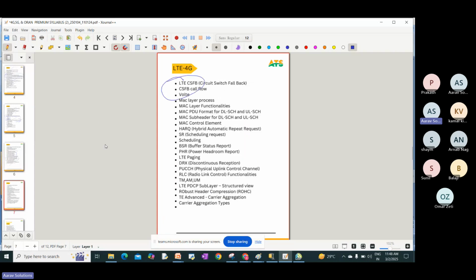Then we have other call flows like CSFB, and what is VoLTE. Then layer wise we have the MAC layer. In the MAC layer we have some important information like MAC PDU, HARQ, SR, BSR, PHR. We will discuss the significance of all these topics. Then we have other layers like PDCP and RLC.